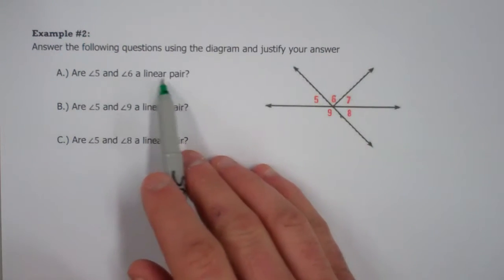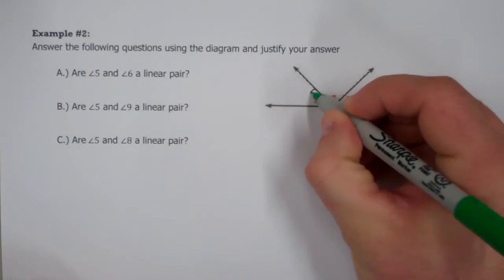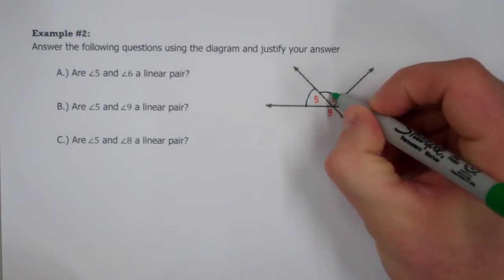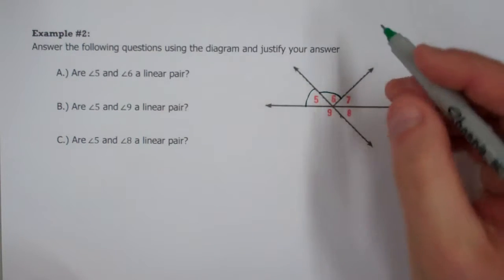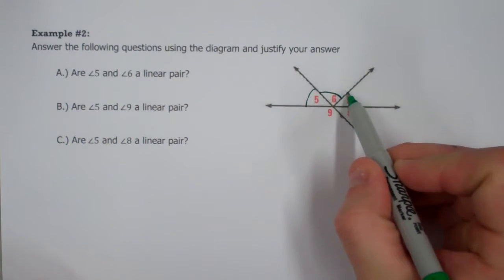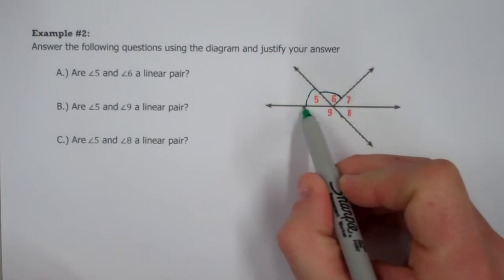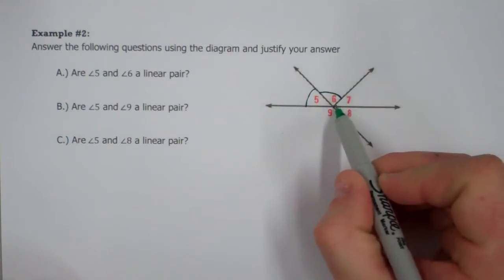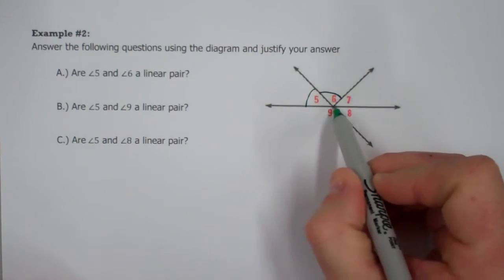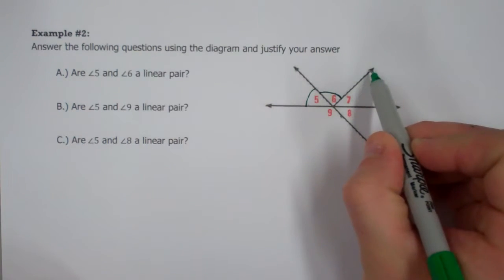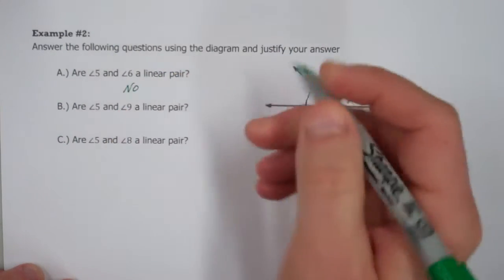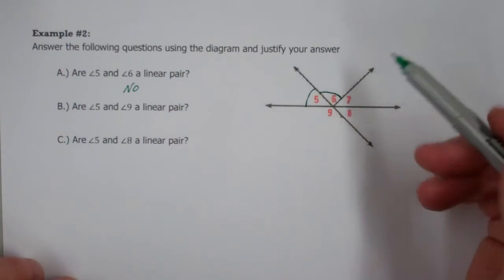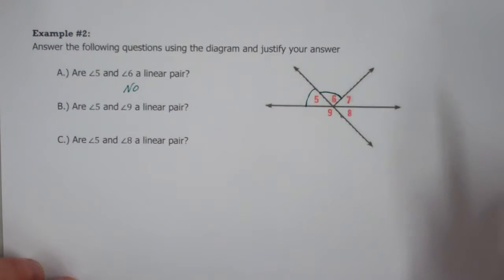Are angle 5 and angle 6 a linear pair? So here's angle 5, and there's angle 6. They are adjacent angles, which is good, but unfortunately if we put them together, they don't form a straight line. The angle they form would be right here, and there's that bend right in that angle, and they don't form a straight line, so they aren't a linear pair. So this would be no, and then if you wanted to justify it, you could say the angles are adjacent but do not form a straight line, so they're not a linear pair.